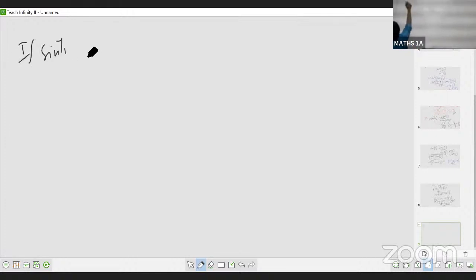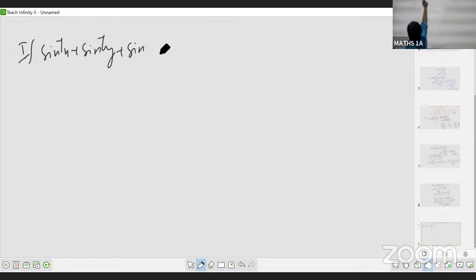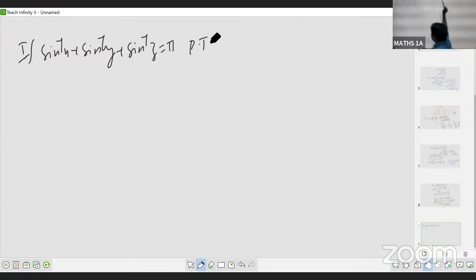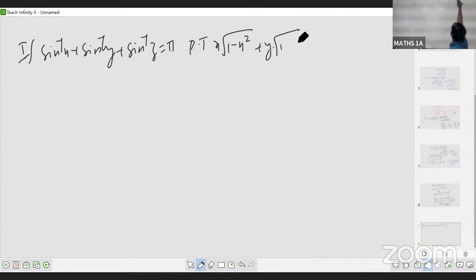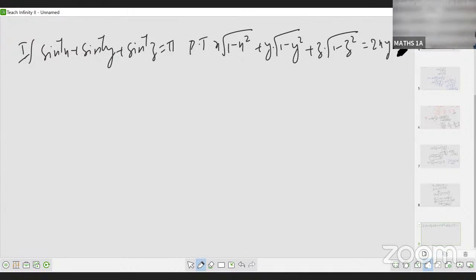If sin inverse x plus sin inverse y plus sin inverse z is equal to π, prove that x into under root of 1 minus x square plus y into under root of 1 minus y square plus z into under root of 1 minus z square is equal to 2xyz. What we have to prove is 2xyz. Okay.